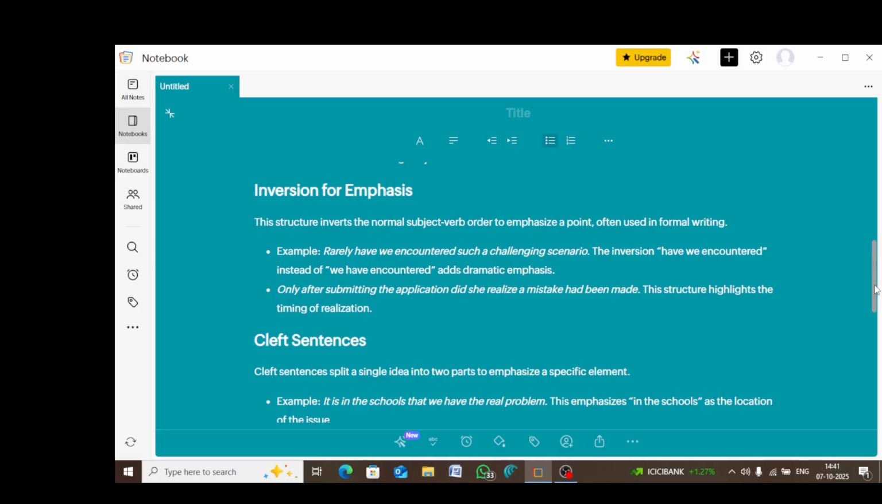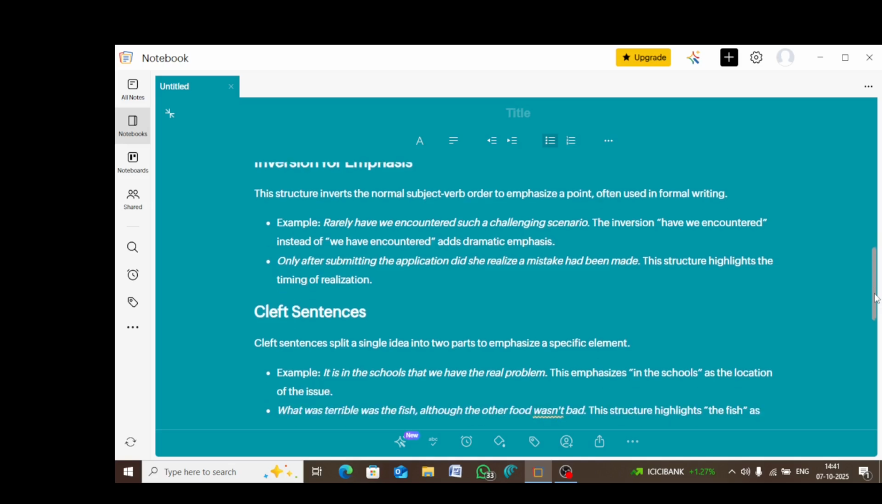Another example, only after submitting the application did she realize a mistake had been made. The structure highlights the timing of realization. So here you see, to give emphasis, subject-verb inversion is made. That is, the helping verb comes before the subject, and if the tense is past, then the helping verb did is used. If the tense is present, then do or does is used.